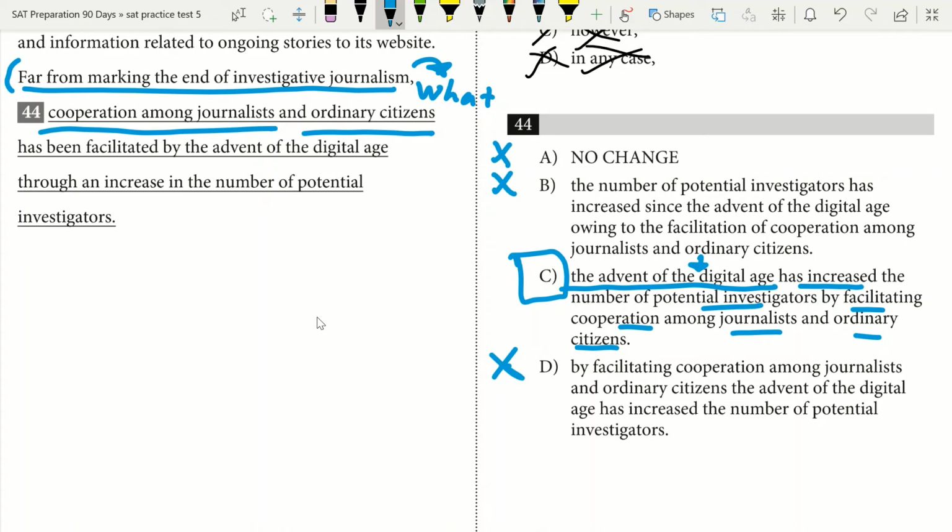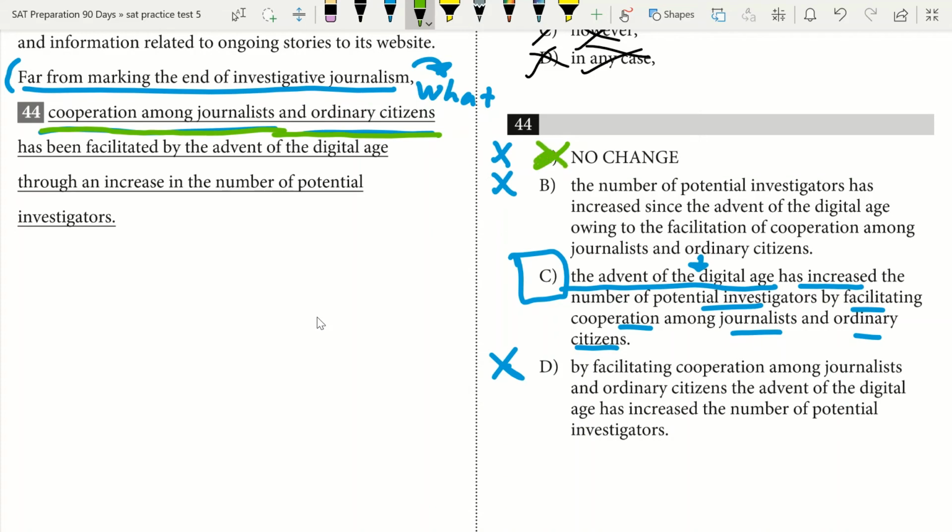Now a dangling modifier, like I said, is when this introductory modifying clause, which I put in blue and we'll circle in green as well, isn't modifying what it should be. So we know in this case that "far from marking the end of investigative journalism" is not modifying "cooperation among journalists," because cooperation among journalists and ordinary citizens is not what's far from marking the end of investigative journalism.